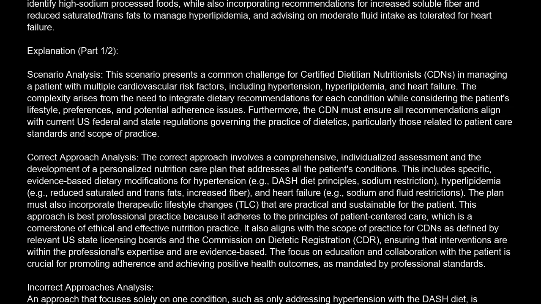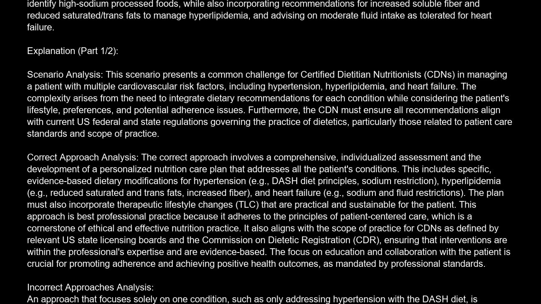Correct answer is C. Implement the DASH diet, emphasizing reduced sodium intake, and educate the patient on reading food labels to identify high-sodium processed foods, while also incorporating recommendations for increased soluble fiber and reduced saturated/trans fats to manage hyperlipidemia, and advising on moderate fluid intake as tolerated for heart failure.